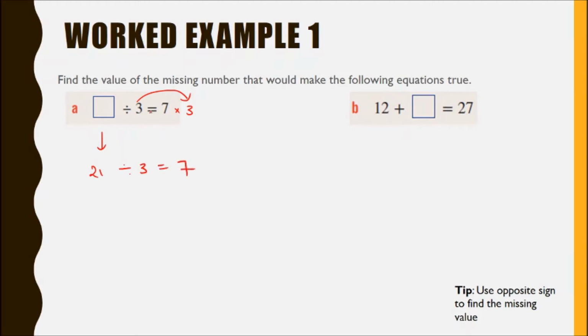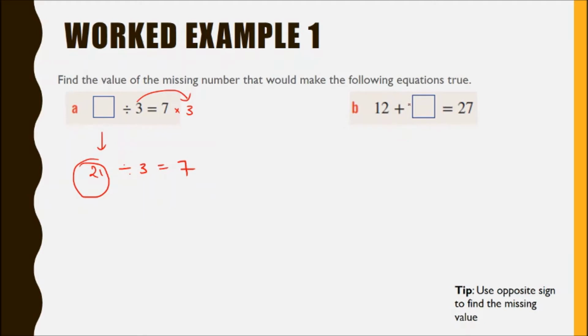It's just a little trick where you carry the number across to the other side and you change the sign to the opposite when it crosses over the equal sign to give you the missing value. So we could say that the answer for the box is 21 and you can just write that in there.